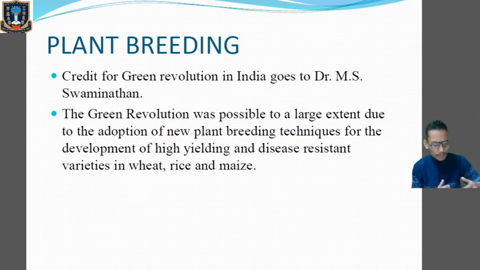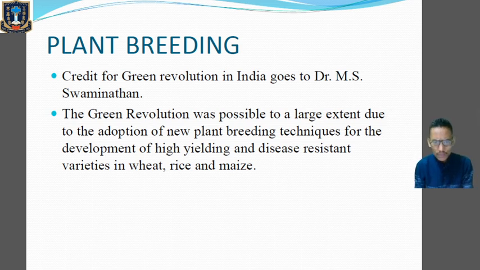Clear? This Green Revolution was possible to a large extent mainly due to the adoption of new plant breeding technologies. Clear? New breeding technologies have been implemented for the production of large quantities of good quality food grains. So that's why Dr. M.S. Swaminathan is regarded as the father of the Green Revolution.